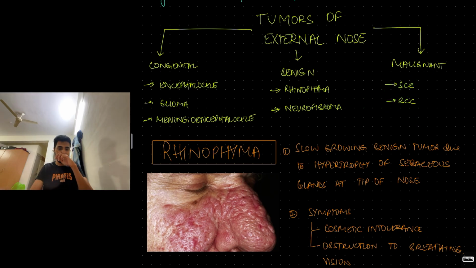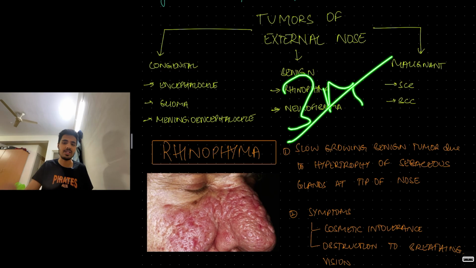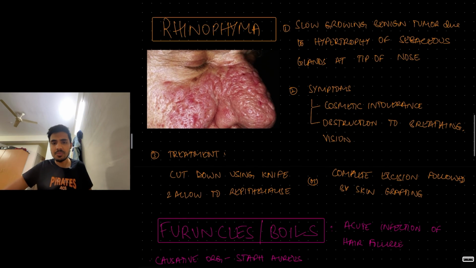So tumors of external nose, congenital, you have encephalocele, meningoencephalocele, glioma, dermoid cyst, etc. Benign, you have a few like rhinophyma, neurofibroma, malignant, squamous cell carcinoma, basal cell carcinoma. Easy 3 marks.